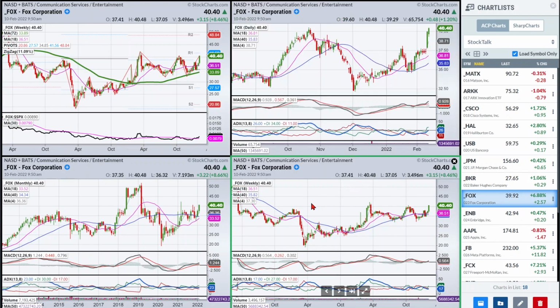So Fox is starting to look pretty interesting to me. On the monthly chart, from this point on, we should just look at the new price action and kind of ignore what's taken place before here. But we do have a pretty attractive pattern holding the 18-month, a little pinch play that has started to kick in.